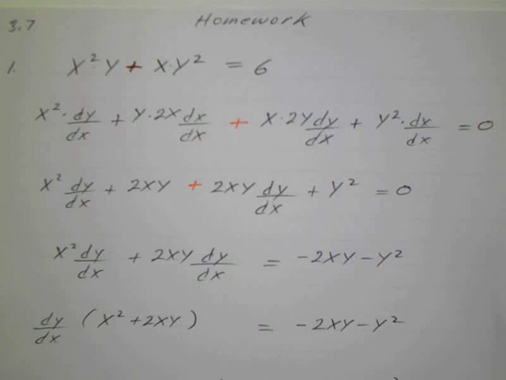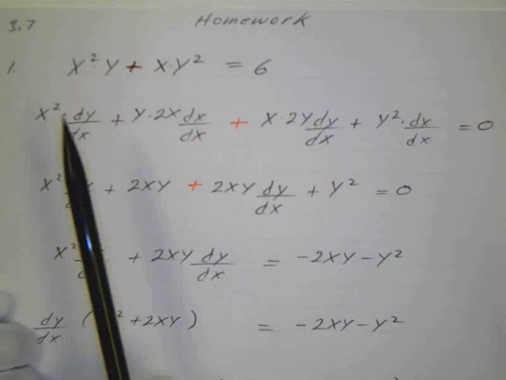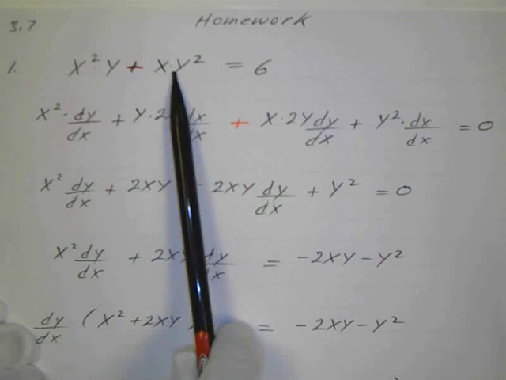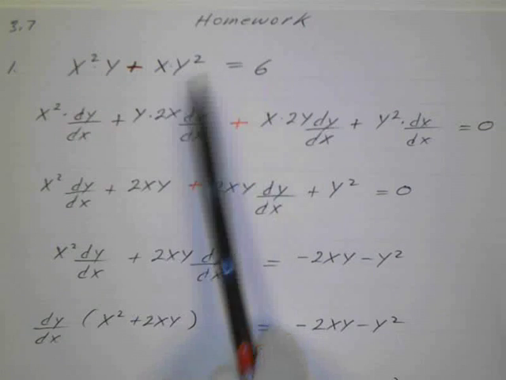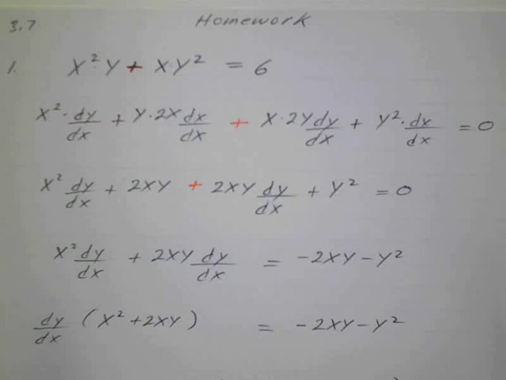Okay, these are problems from section 3.7, and that's implicit differentiation. So here's definitely an implicit function: x squared times y plus xy squared equals 6. This is number 1 from the homework problems. And we want to find the derivative, we want to find dy/dx. I think those were the directions.